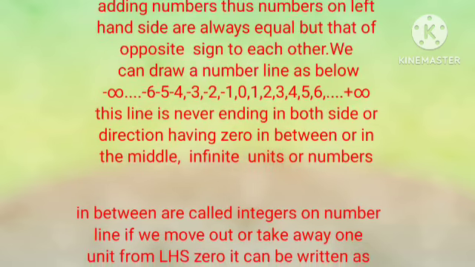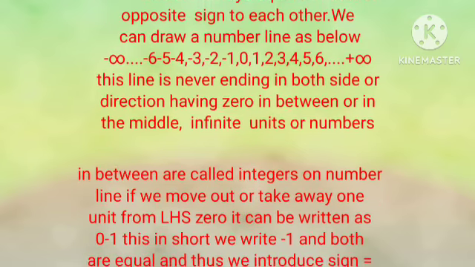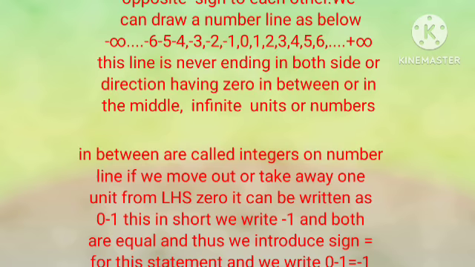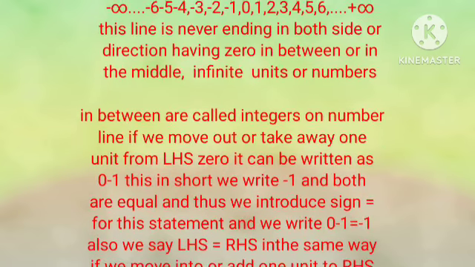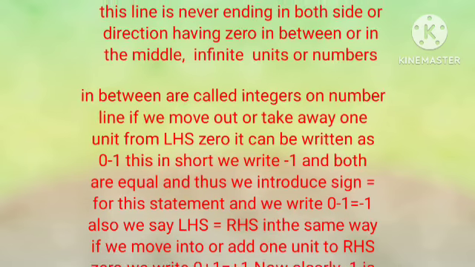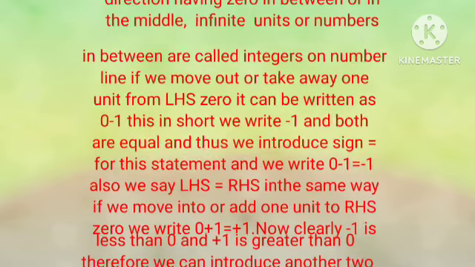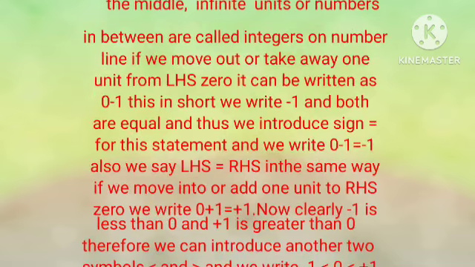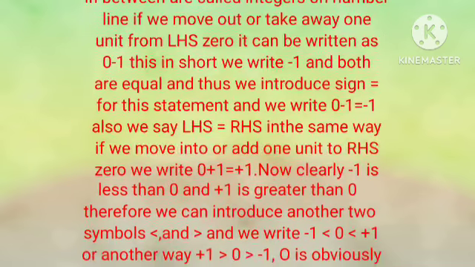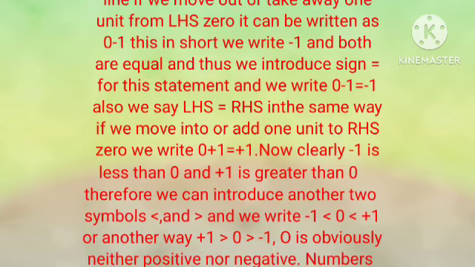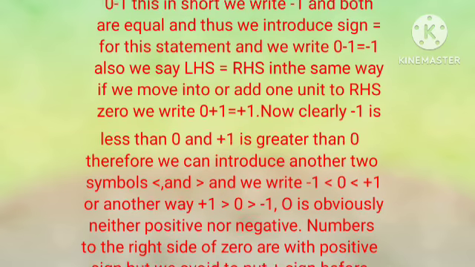If we move out or take away one unit from LHS 0, it can be written as 0 minus 1. In short we write minus 1, and both are equal, and thus we introduce the sign equal for this statement and we write 0 minus 1 equal to minus 1. Also, we say LHS is equal to RHS. In the same way, if we move into or add one unit to RHS 0, we write 0 plus 1 is equal to plus 1.